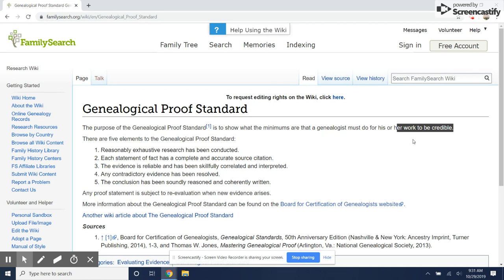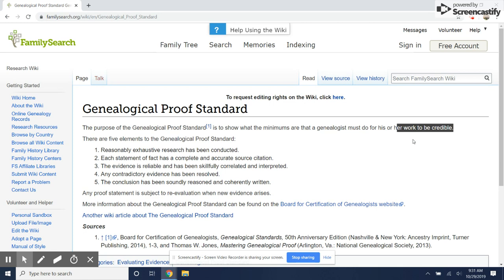So the 5 elements to the genealogical proof standard are, number 1, that we do a reasonably exhaustive search on our people. We want to check who their parents are in a document. We want to find who their spouses were, who their children were, if they had any, who their siblings were, where did they go to school sometimes. We can find that information. So not just when were they born, when were they married, when did they die, but what is their story.